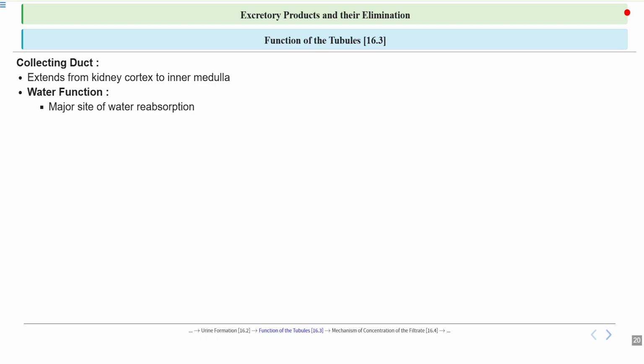The collecting duct is the major site of water reabsorption. So you can imagine it as a sponge that can soak up water from the fluid passing through, helping your body conserve water when needed. So because of this water reabsorption, the collecting duct helps produce concentrated urine. So when the body needs to save water, the urine becomes darker and more concentrated. You can say the process of reabsorption is doing this job.